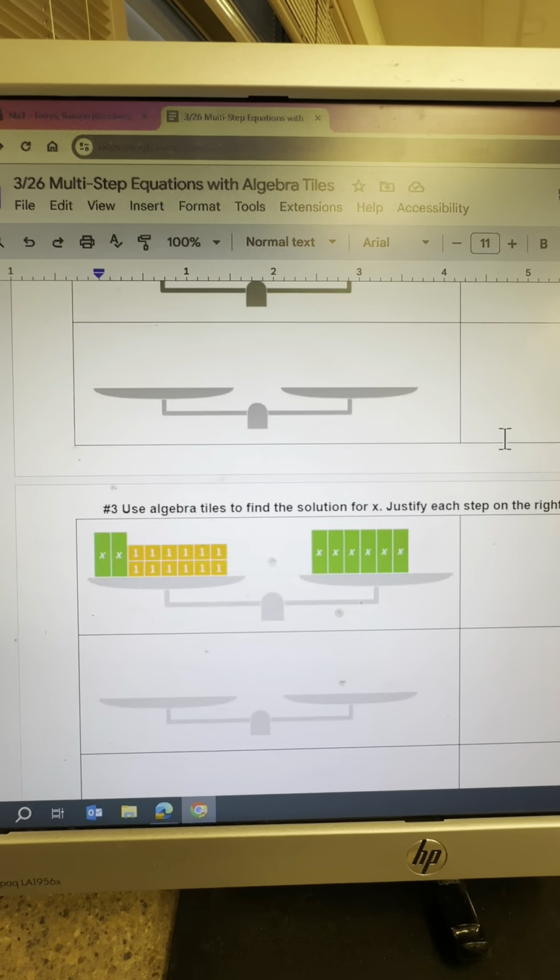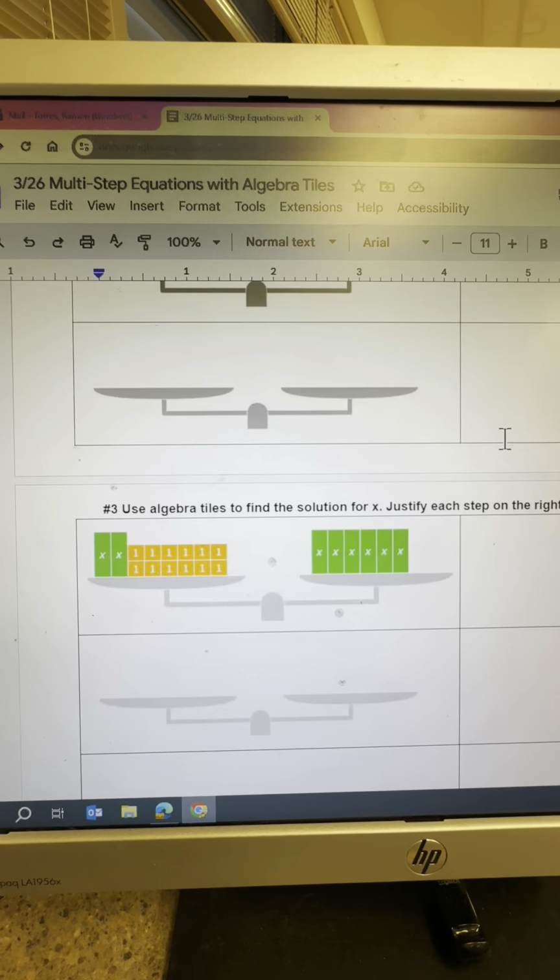Therefore, you can see my solution. That means each x is worth 1 unit. All right, here we got problem number 2. So you're going to write your equation here, and then we're going to solve this again using the algebra tiles on this website here. Don't forget, you can click here if you want to work alongside with me.